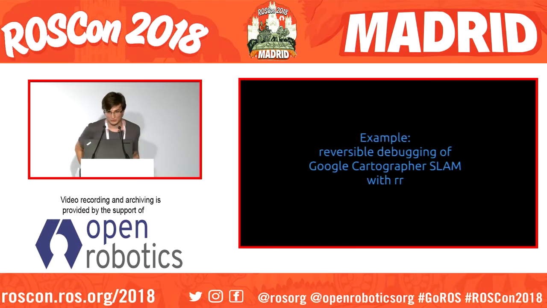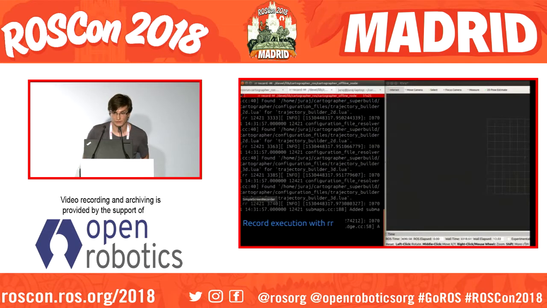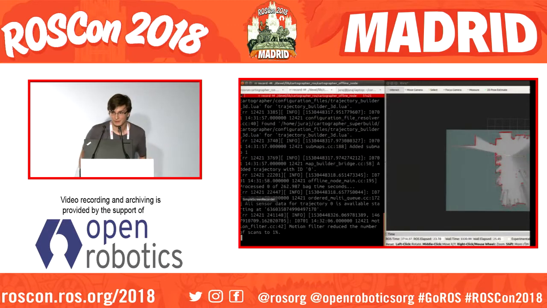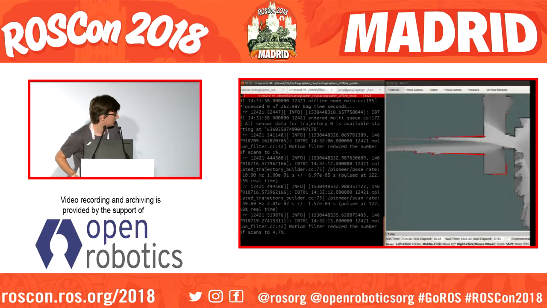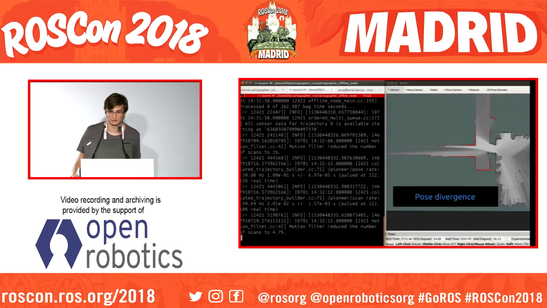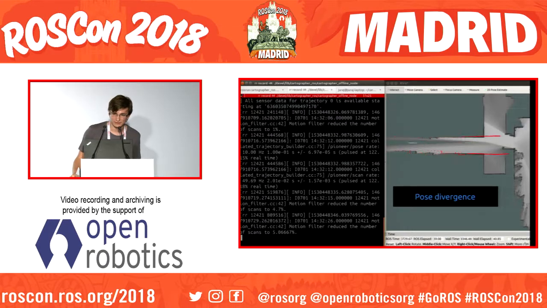Okay, so now I'll be recording an execution of the Cartographer offline node, which crunches a bag and builds a map and a trajectory. Now you'll see that this older version had a bug where the pose suddenly diverged. Here's a slow motion replay. And it's gone.